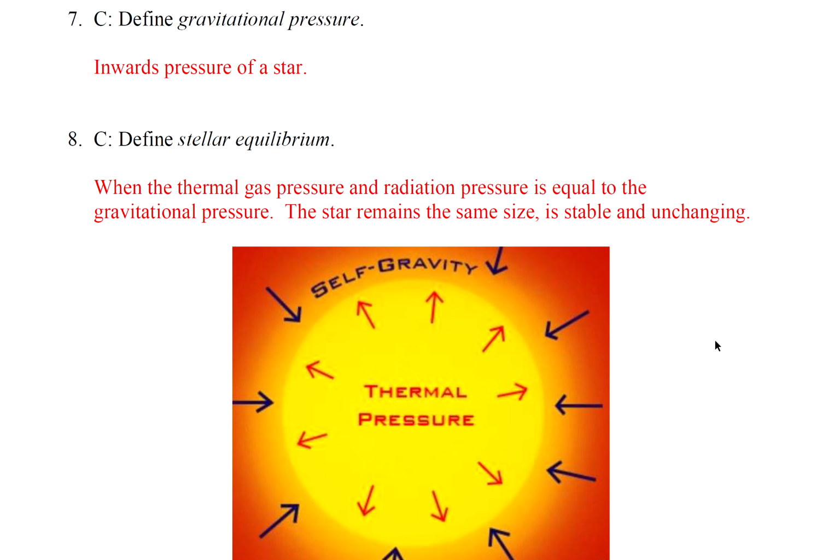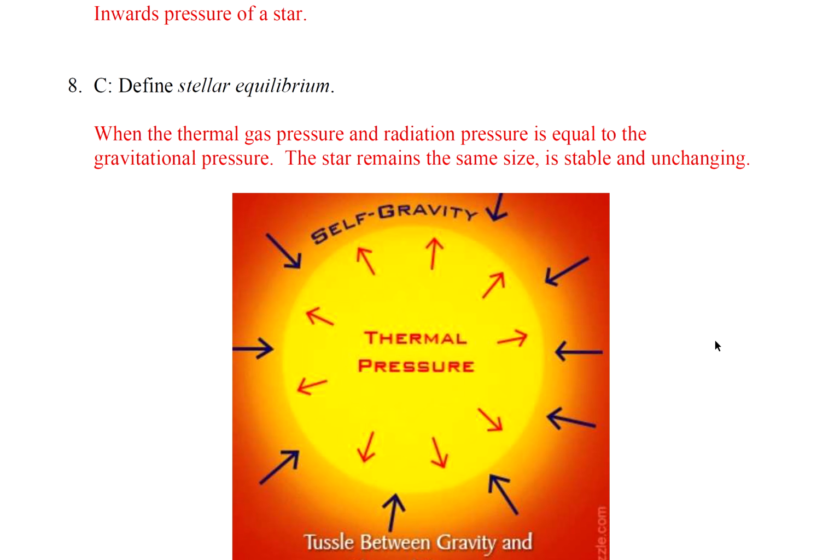Question 8. Define stellar equilibrium. Remember, in an earlier worksheet, equilibrium means sigma F is 0, a is 0, v is constant. We have static and dynamic equilibrium. Now we're talking about stellar equilibrium. So when the thermal gas pressure and radiation pressure is equal to the gravitational pressure, the star remains the same size, is stable and unchanging.